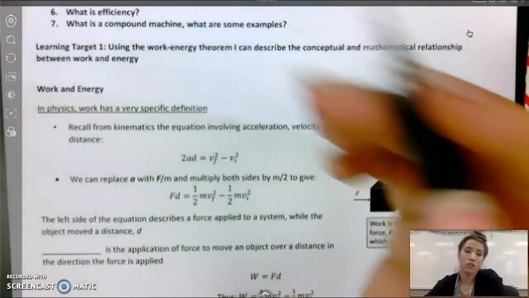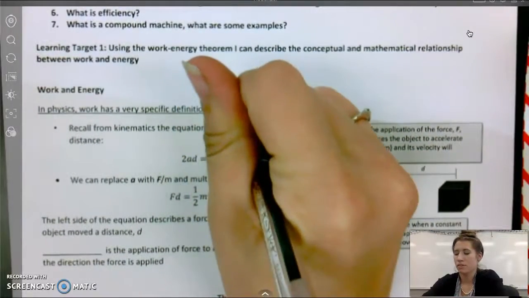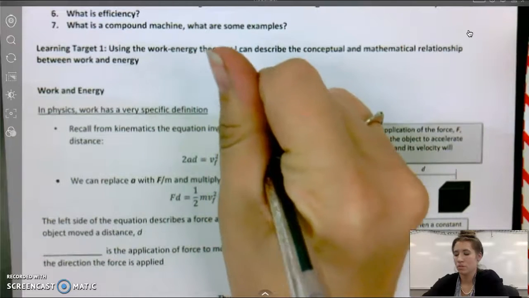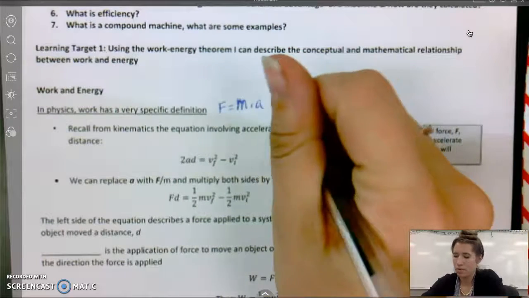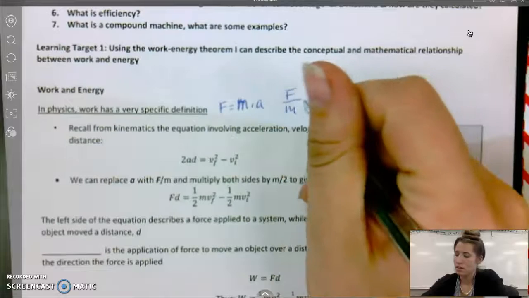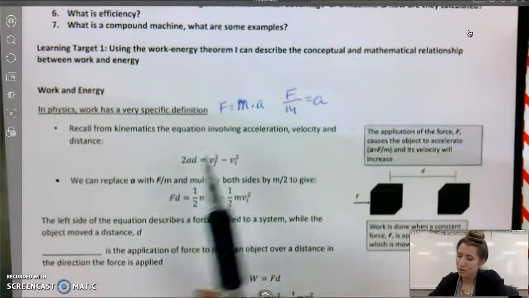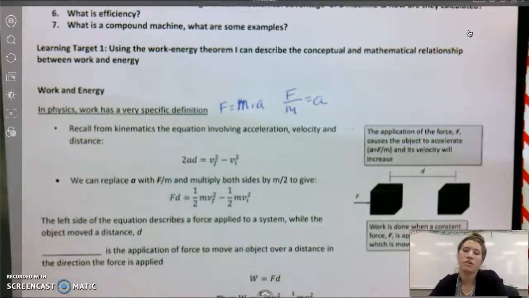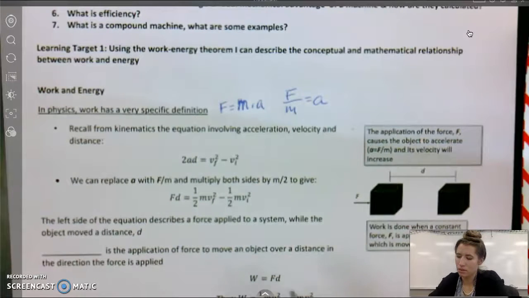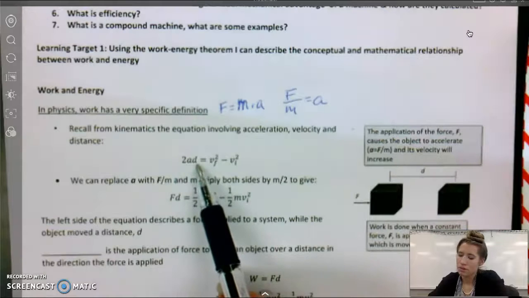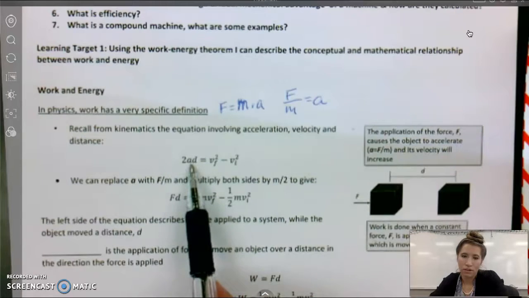way back in our earlier units, we talked about Newton's second law: force is equal to mass multiplied by acceleration. And if we want to solve for acceleration, we just divide by mass, right? Force divided by mass equals acceleration. And I pulled this equation from our kinematic equations, where d is displacement, delta x, okay? And so what we're going to do is take our acceleration, force divided by mass, and plug it in right there.